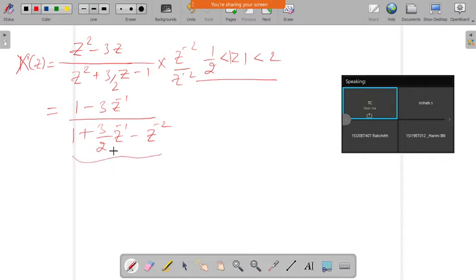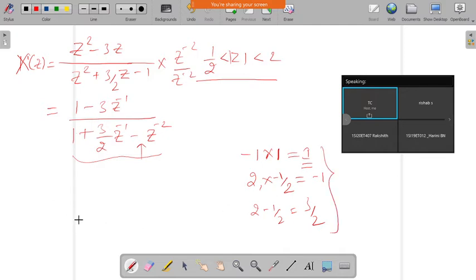Now we can find out the roots. What is the product we need to get? The product we need is minus 1, because here the coefficient is minus 1 and this one is plus 1. The product should be 1 and the sum should be plus 3 by 2. If I take the roots 2 and minus 1 by 2, the product is equal to minus 1, and if I add them, 2 minus 1 by 2 is equal to 3 by 2. So we get the same thing here. Is it clear how to find the roots? I took 2 and minus 1 by 2 as the roots.